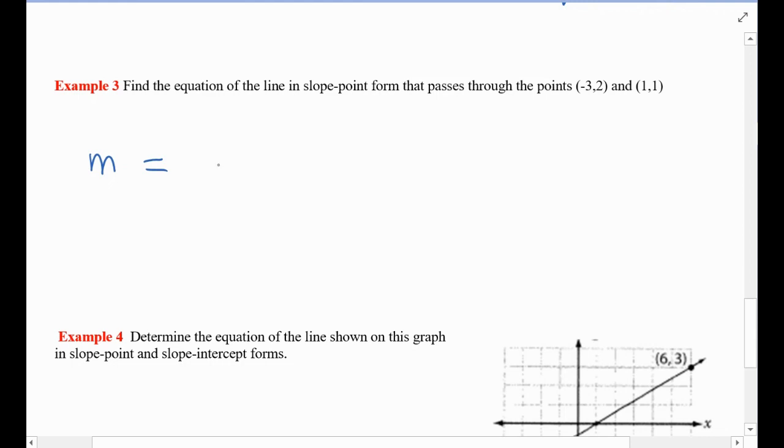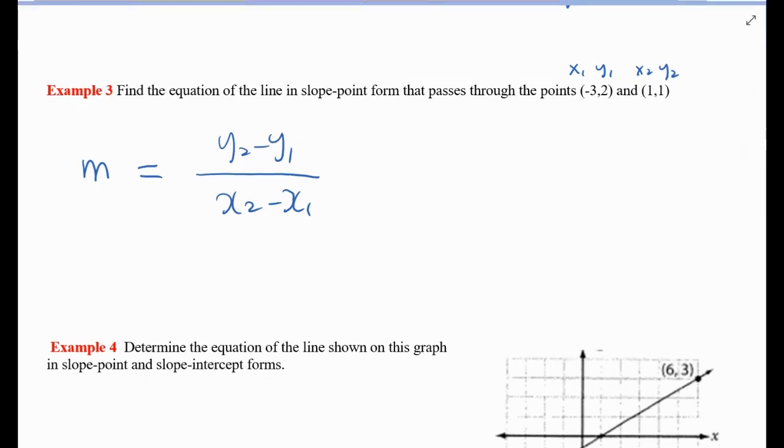But we know that y2 minus y1 over x2 minus x1 is the slope. So this is what we know: change in y over change in x is the slope. So let this be x1, y1, x2, y2. Or if you like to put this one as x2, y2 and that one as x1, y1, you can go ahead. Either of them works. It doesn't really matter. All right?